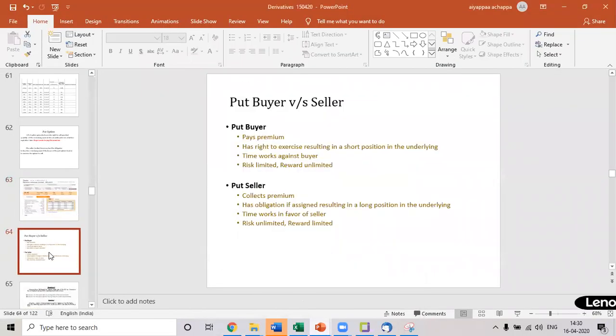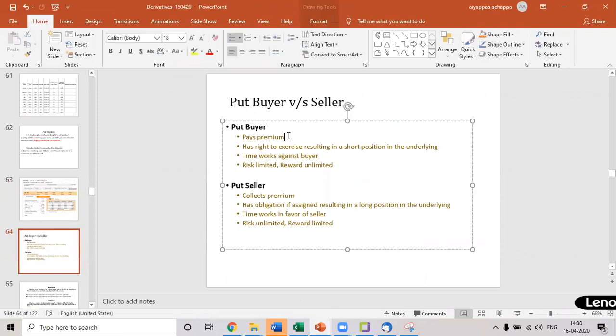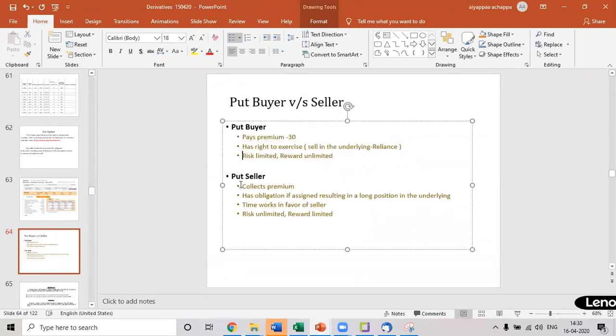So let's come back to our definition here. Put option: you paid a premium. How much did you pay? You paid 30. You have a right to exercise, that is, sell the underlying. The underlying here is Reliance, and risk is limited, so your risk here will be 30, and Reliance at 1100. So the reward will be unlimited.